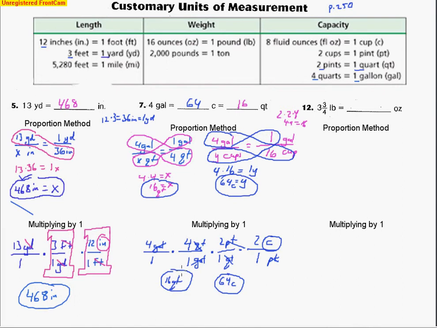Well, let's take a look at one more problem here. We've got another proportion to set up. This time we are in weight. We're at 3 3/4 pounds, and we're going to ounces. So let's call it x oz, x ounces.